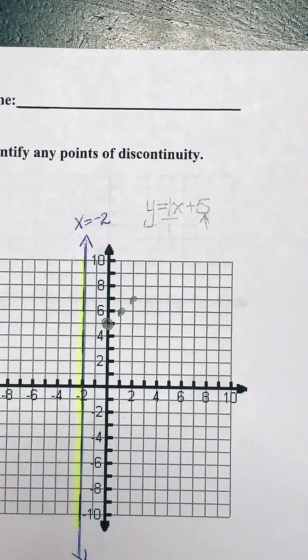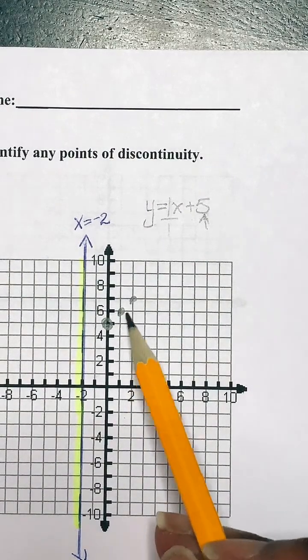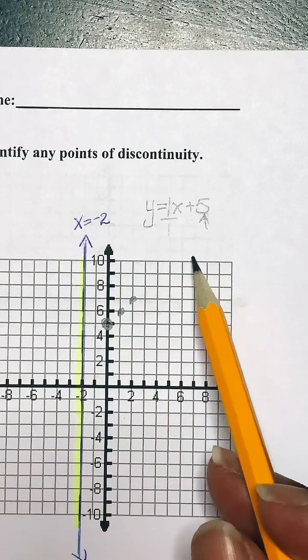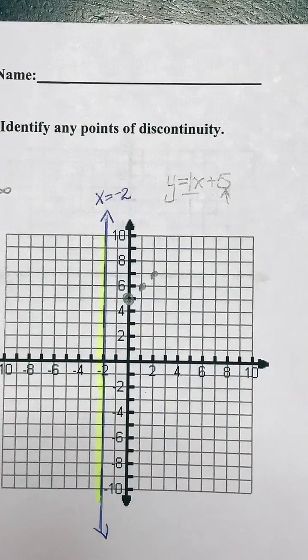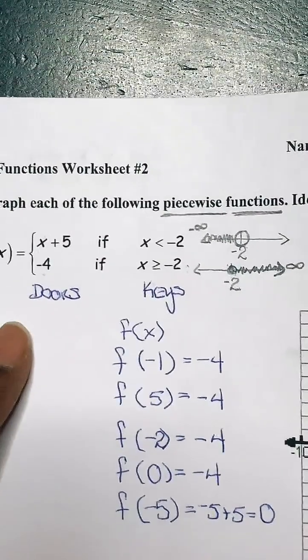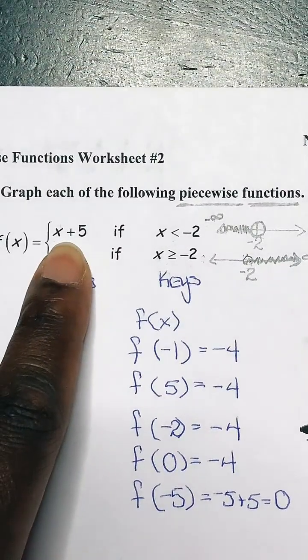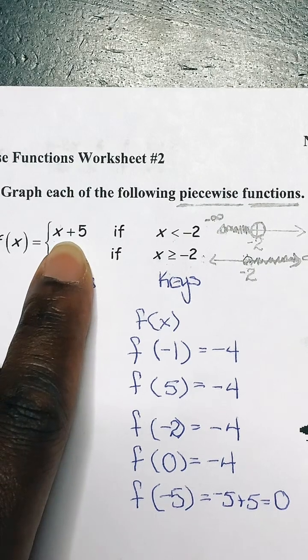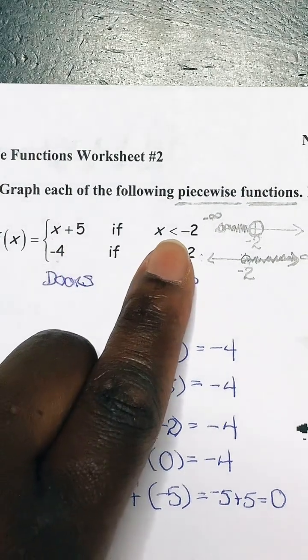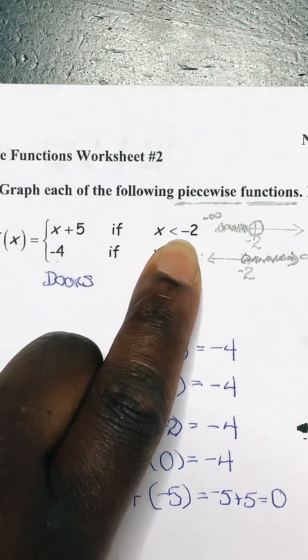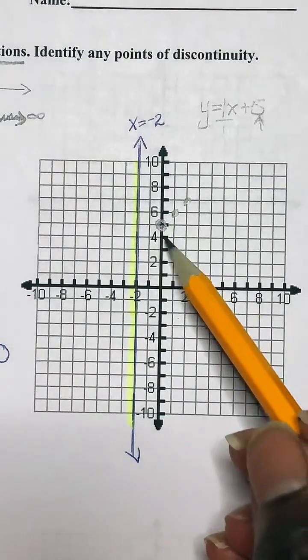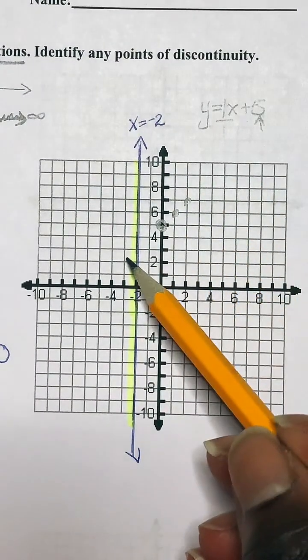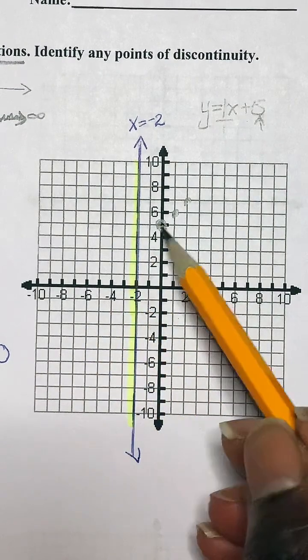Okay, so it's not that overhead glare that I have. Now, normally we will draw the whole entire line, but we're doing piecewise. So we're not drawing the whole line, we're drawing part. The part of the line that we're drawing is when x is less than -2. So we're not graphing the right side, we're going to graph the left side.